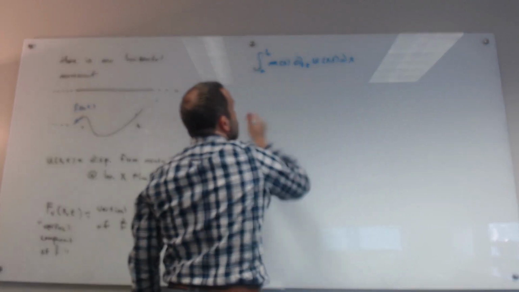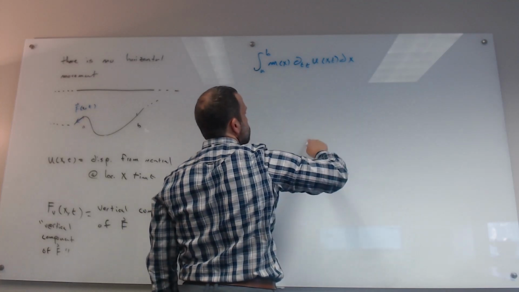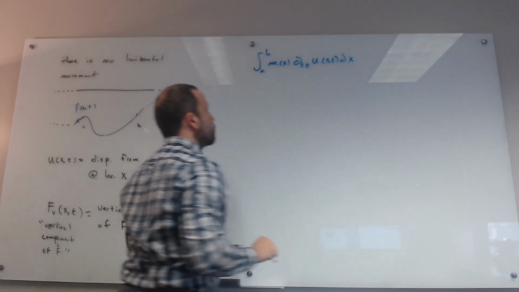What am I going to get here? m of x is the mass density. So mass density times dx gives me mass, and then that is acceleration. So this is force, or the mass times acceleration. So this will give me the forces at each point on this string.